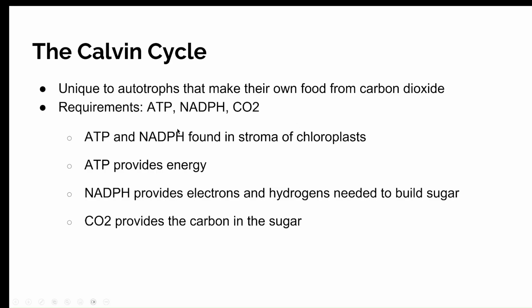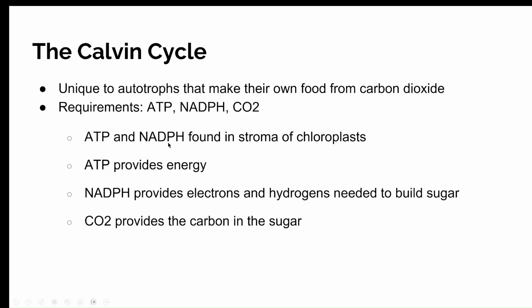Well, luckily for us, we got ATP and NADPH from the light dependent reactions that we just saw. And CO2 is very readily available for plant cells or anything that can do photosynthesis as long as it's exposed to the atmosphere. So we've got CO2, carbon dioxide, we've got ATP, we've got NADPH, and these are all the locations that we can find it. ATP and NADPH are found already in the stroma of the chloroplast, because if you remember from the light dependent reactions, they were already just dumped right into the stroma from the thylakoid.